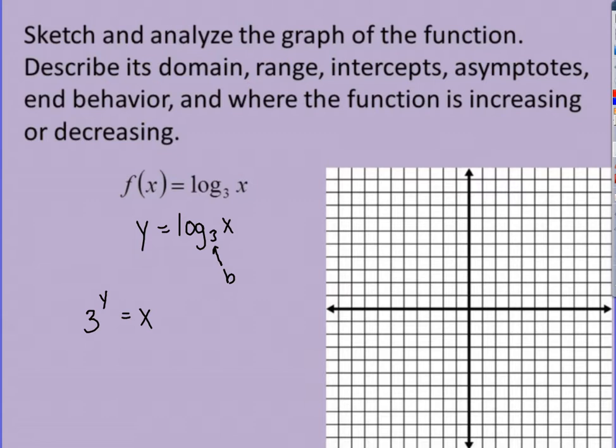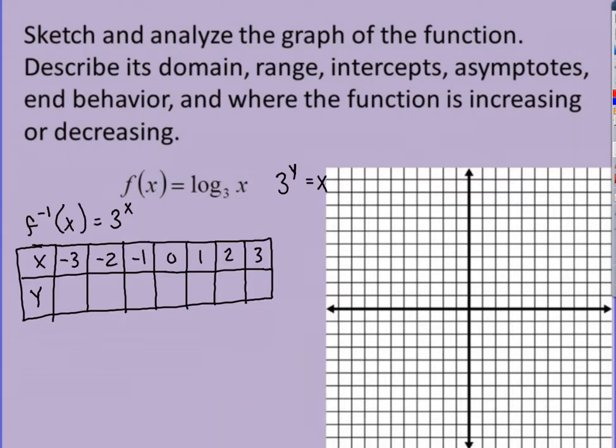So if our original function can be written in the form of 3 to the y is equal to x, to be able to find the inverse of this, remember you switch your x and your y. And if we switch our x and our y, we're going to have 3 to the x is equal to the inverse of y, or we can write that as 3 to the x is equal to the inverse function of x. So if we use our inverse function, the inverse function of x is equal to 3 to the x.